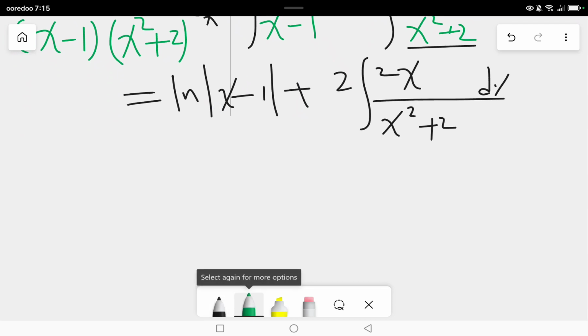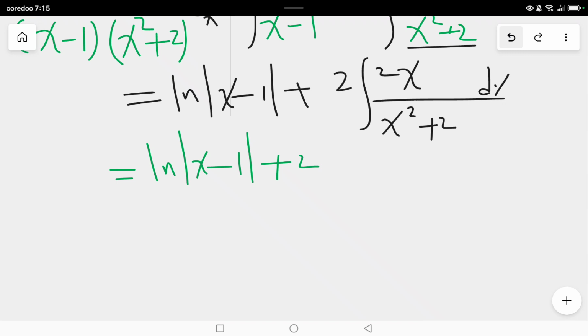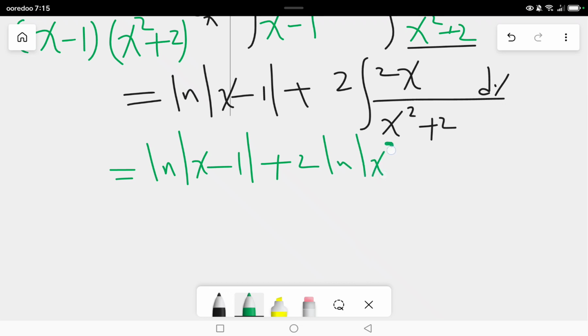So the first one is the same. For this one, we have the derivative up, the derivative of x square is 2x. So you can write in logarithm form, that will be equal to ln of x square plus 2, plus c. Answer. I hope you understand.